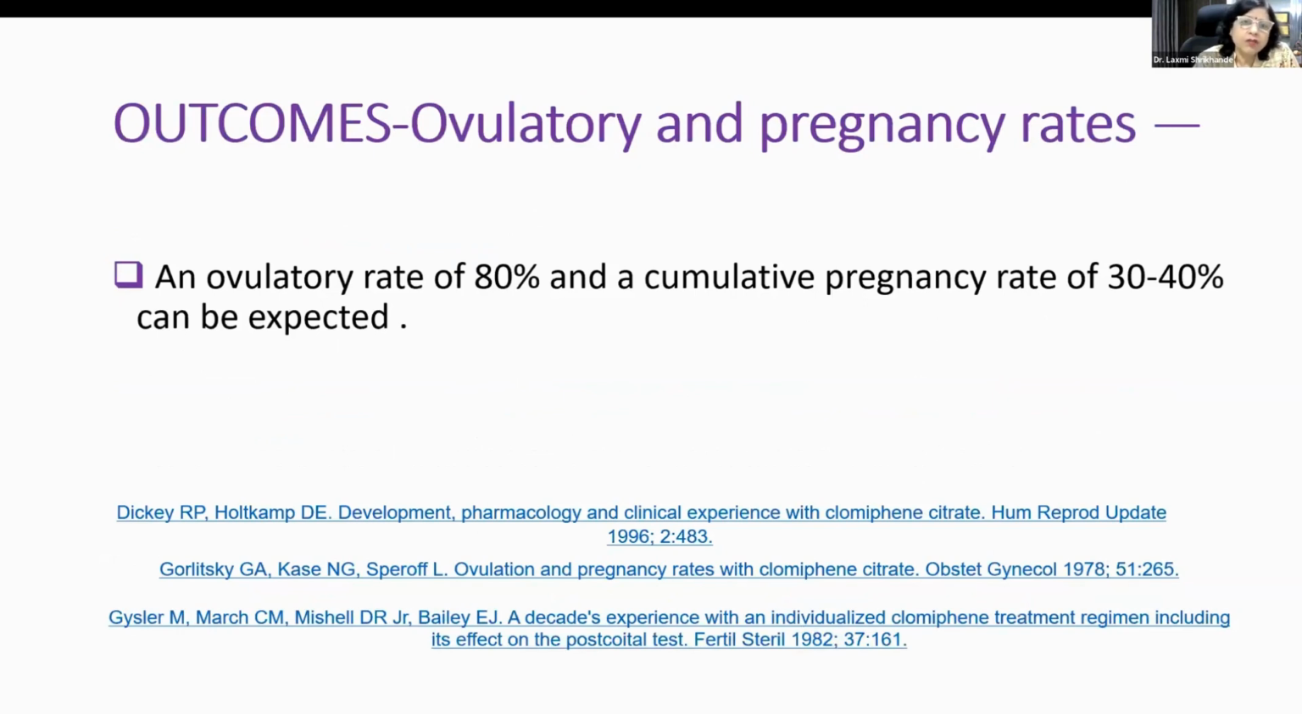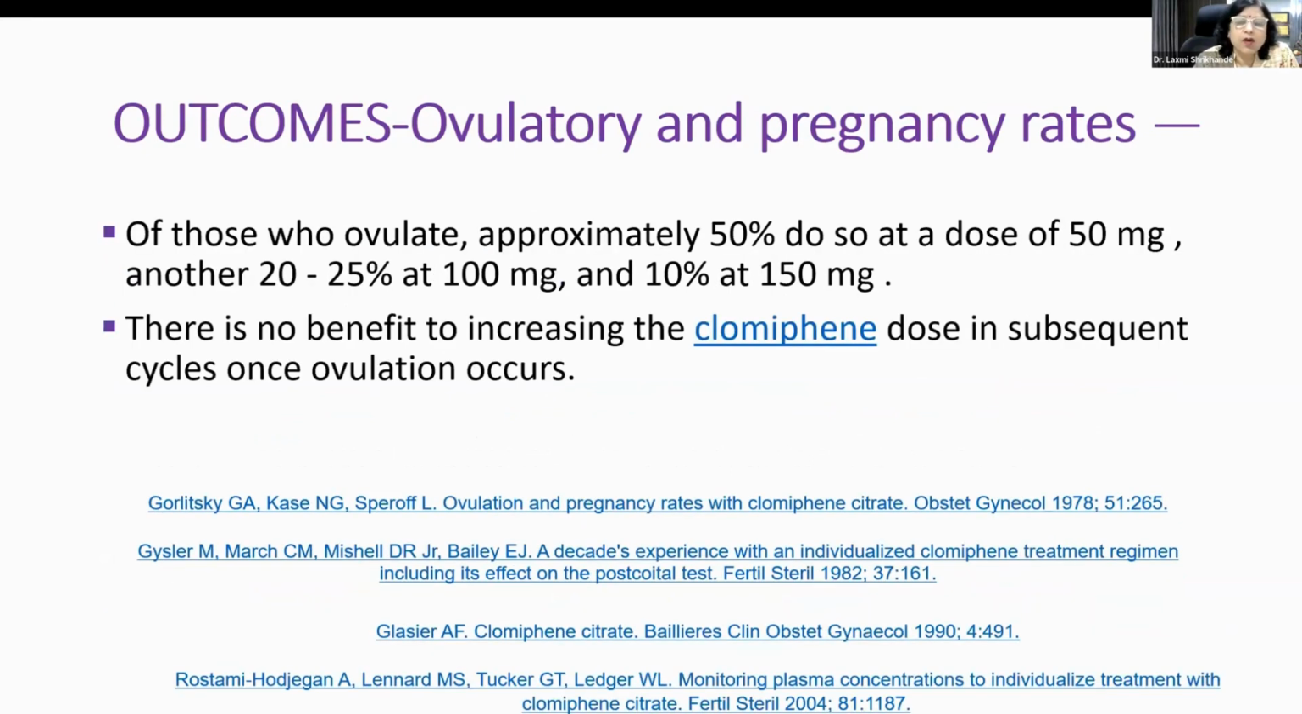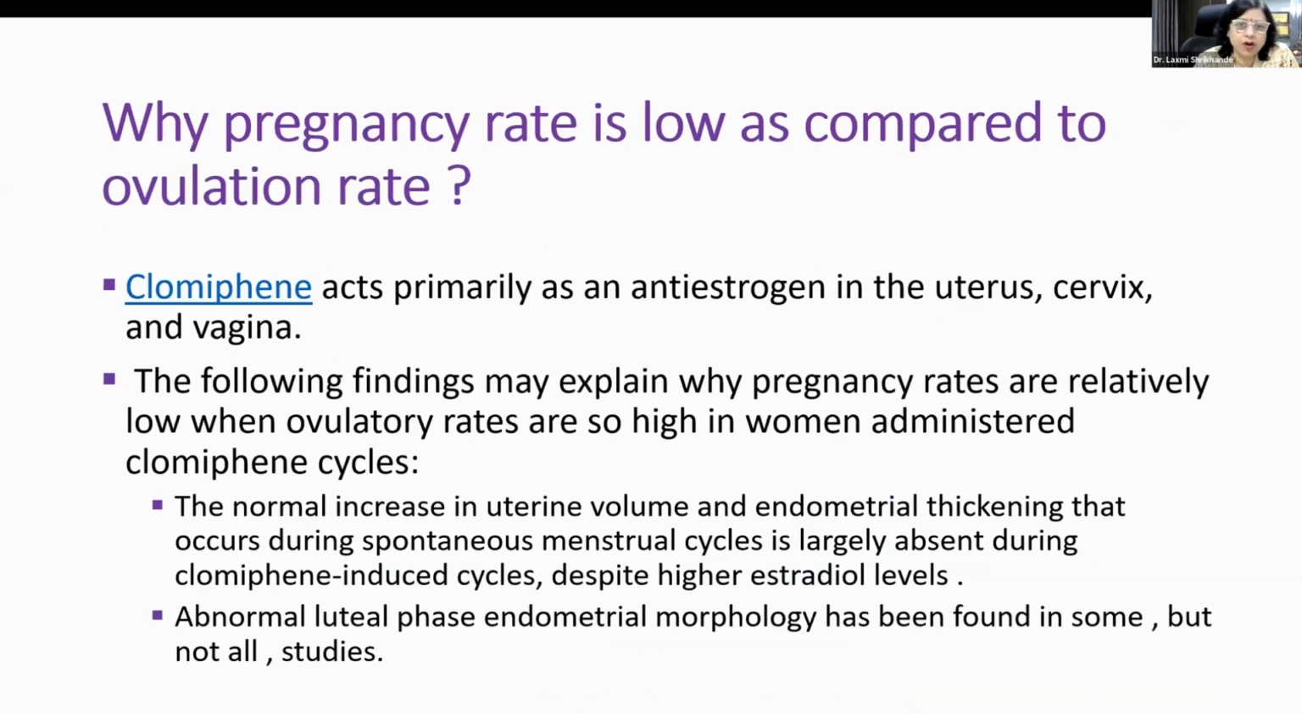What is the outcome as far as clomiphene citrate is concerned? You can see that it has an ovulatory rate of 80% and a cumulative pregnancy rate of 30 to 40%. Of those who ovulate, approximately 50% do so at a dose of 50 milligram, another 20 to 25% at 100 milligram, and 10% at 150 milligram. There is no benefit to increase the clomiphene dose in subsequent cycles once ovulation has occurred.